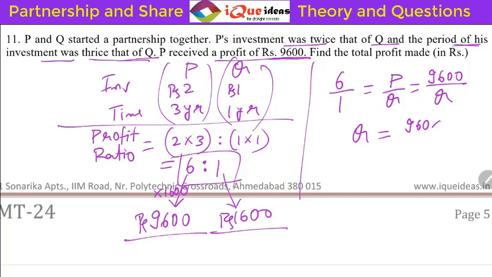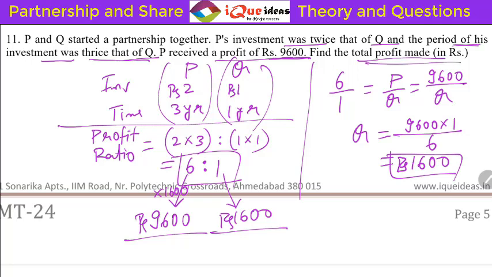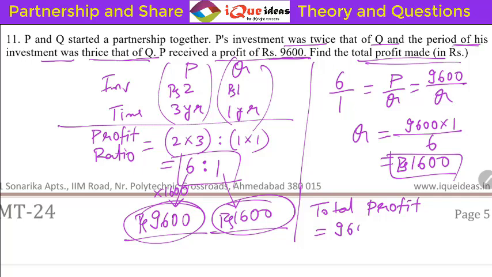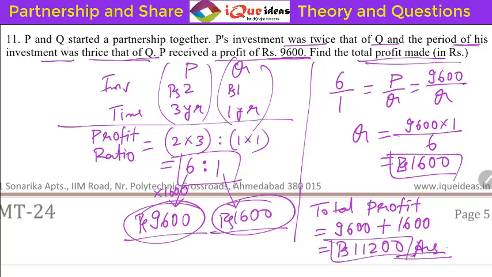So it is 9,600 into 1 divided by 6. So 1,600 rupees. This will be the share of Q. But the question is asking what is the total profit. So the total profit should be 9,600 plus 1,600. If you add, it will come out to be 11,200 rupees. Okay, so the answer of this question will be 11,200 rupees.